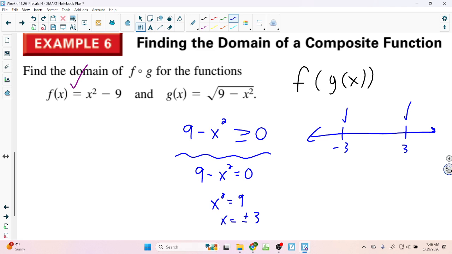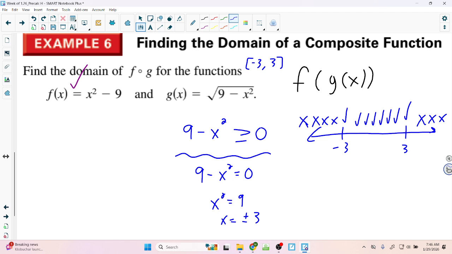If you plug in a 1, it's actually okay. These are all good. This is part of the domain. If you plug in a 4, it's not good, so we don't want that. And if you plug in a negative 4 or a negative 10, also not good, right? Okay. So the domain of G right away, the domain of G is from negative 3 to 3, correct?